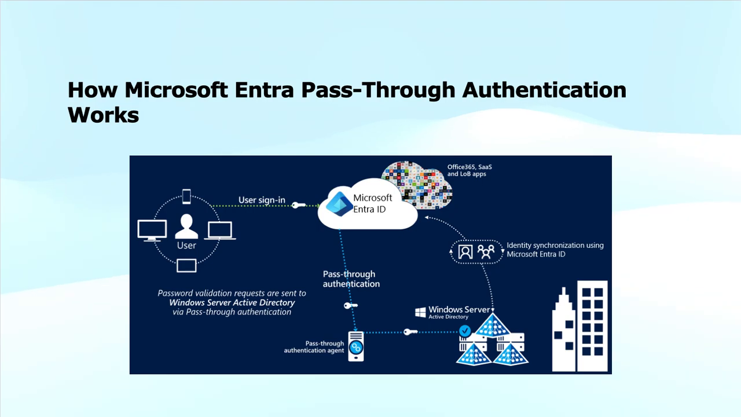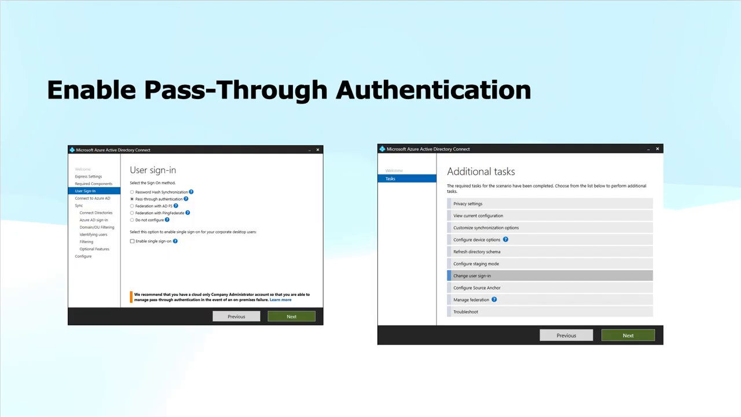We can enable this pass-through authentication from the same sign-in page. So the second option we have is the pass-through authentication, and then rest of the options are there for federation with ADFS or Ping as a third party, or maybe you don't want to do the sign-in method or configuration right now, you just want to synchronize the identities, then you can go with do not configure.